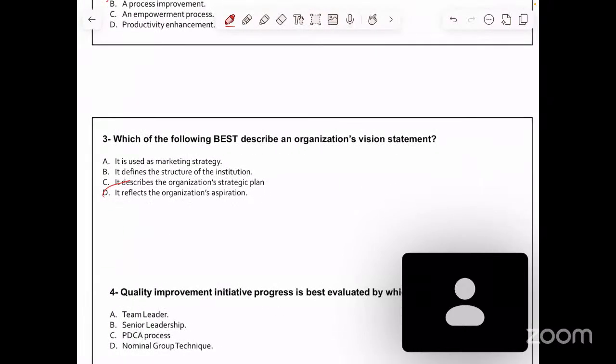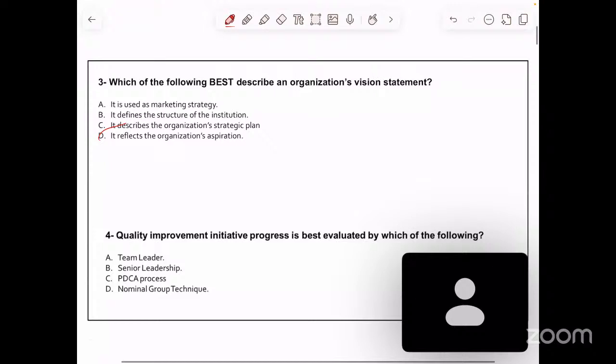Because a vision statement represents the organization's long-term aspirations and dreams, providing inspiration and a sense of purpose. Why not letter A? This is incorrect because a vision statement is not primarily a marketing tool. What about letter B? This defines the institution's structure. Letter C, it is broader than a specific strategic plan. So the answer is letter D.